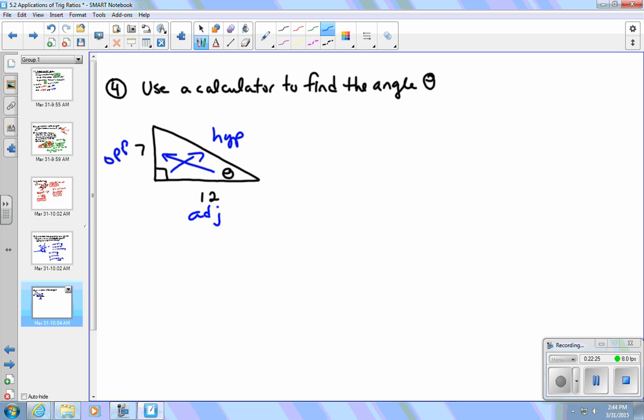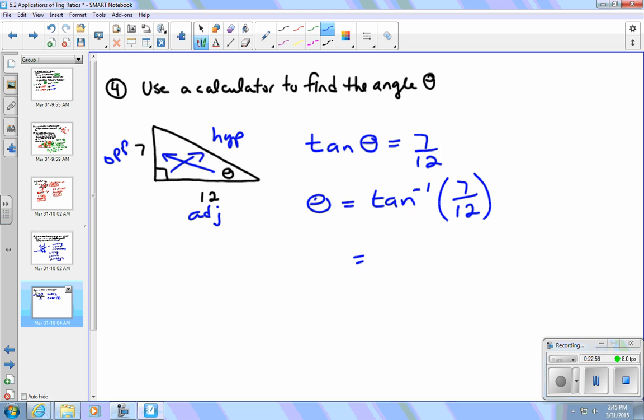So I know a full trig ratio because I've got opposite and adjacent, which is tangent. So I can say that the tangent of angle theta is equal to 7/12. So that's a constant, just a number. So to find the angle that has this tangent, we use the inverse. So theta is equal to the inverse tan, which is the correct way of saying it, of the ratio 7/12. So do that on your calculators to find theta.